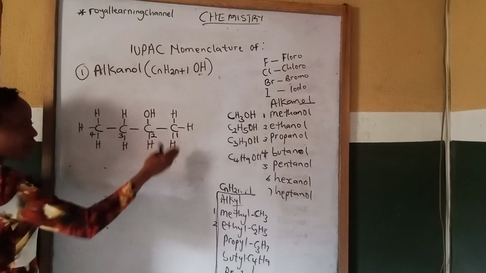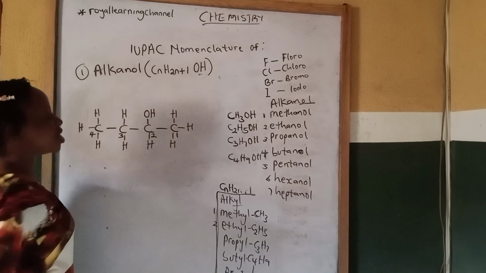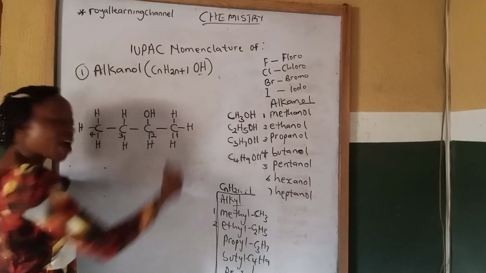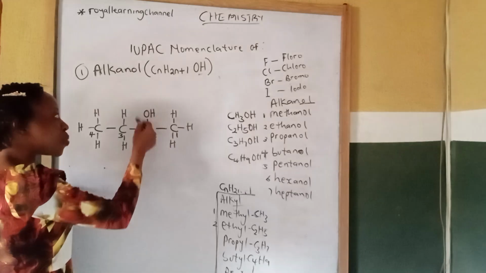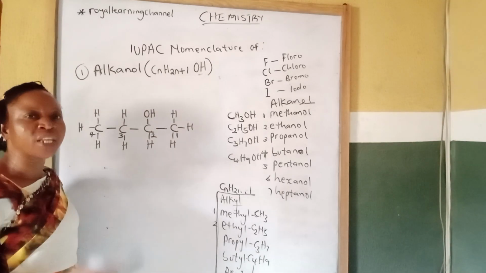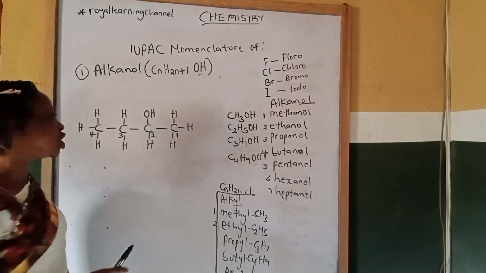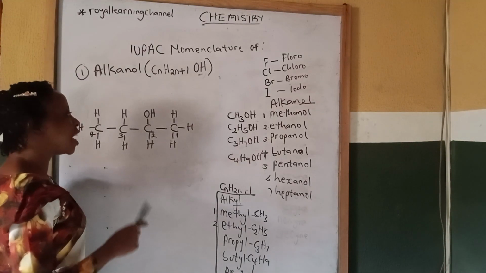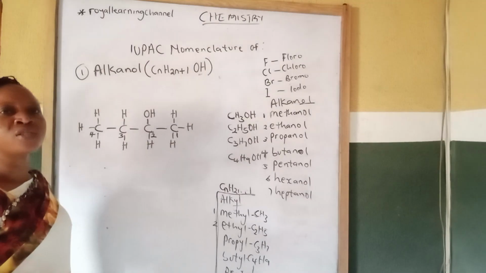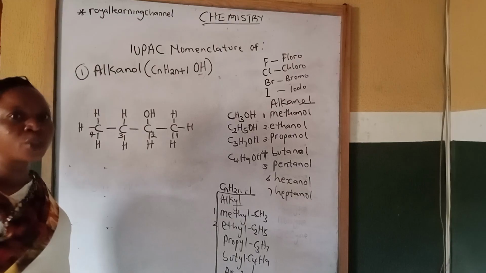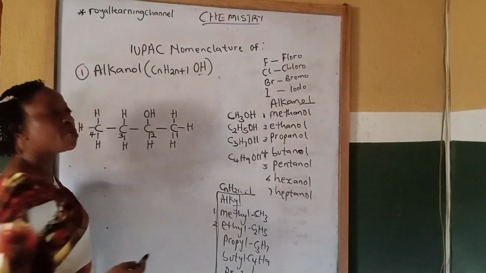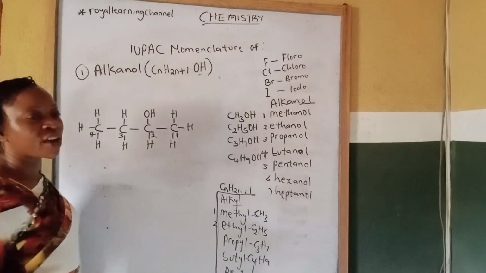Of this organic compound, because this is not a hydrocarbon anymore. So OH is the functional group of this non-hydrocarbon. It is a non-hydrocarbon due to the presence of this OH. If it's a hydrocarbon, our structure will contain only carbon and hydrogen. But this one we have carbon, hydrogen, and oxygen. So it is not a hydrocarbon. It is a non-hydrocarbon. So the non-hydrocarbons are the alkanol, alkanoic, and alkanoate.